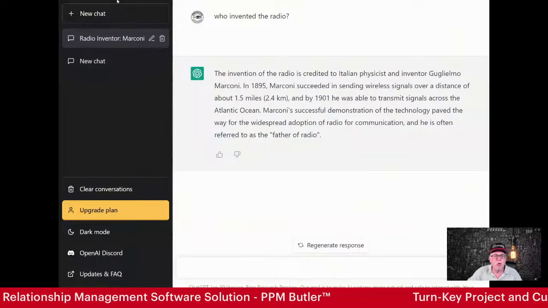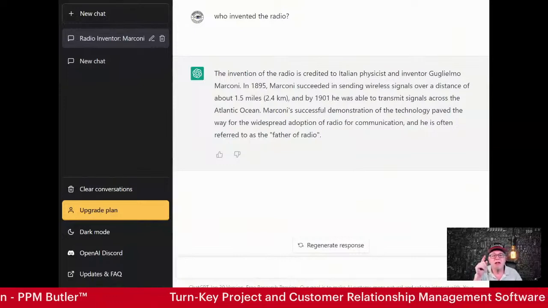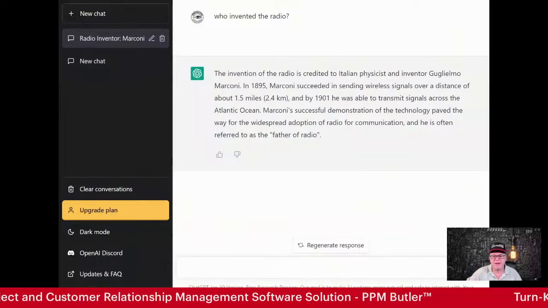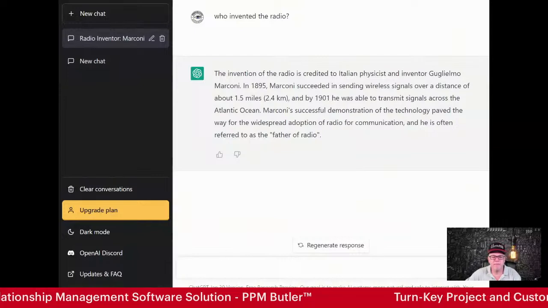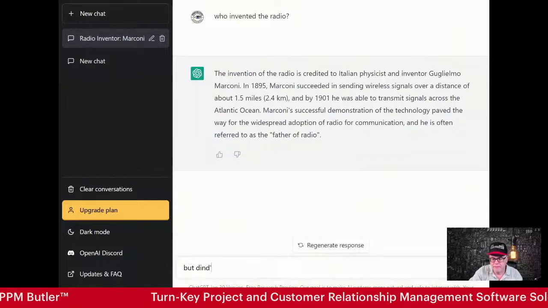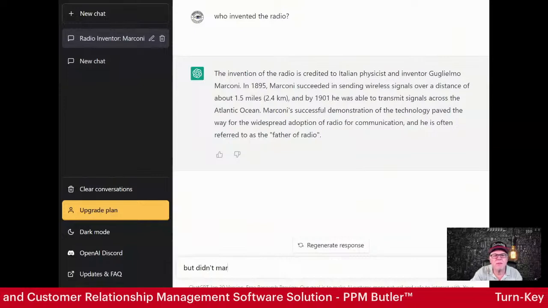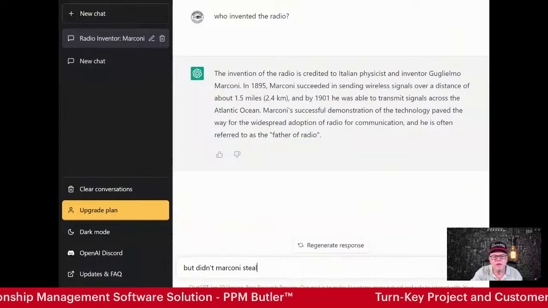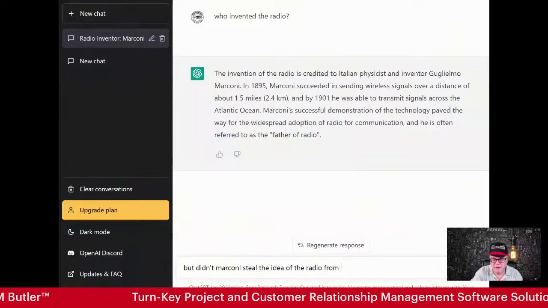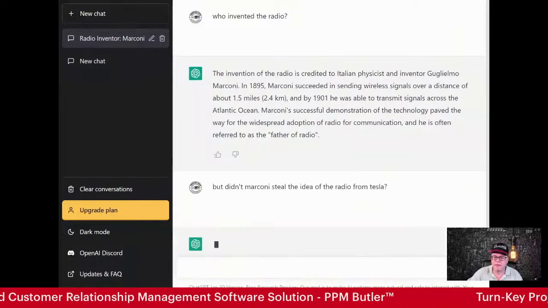Well, of course, you all know my response to this, and I'm going to type this. But didn't Marconi steal the idea from Tesla? Let's see what the AI says. But didn't Marconi steal the idea of the radio from Tesla? I'm going to cause this thing to have a fight, probably.